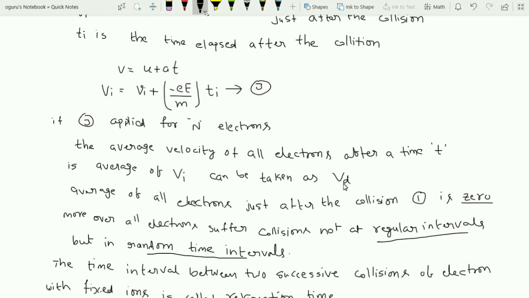Because after a time t, once the electric field is established, all the electrons move with an average velocity, that is called drift velocity. Now the average of all this capital Vi gives Vd. And small vi is the velocity of the ith electron just after the collision. If you take the average of small vi for all electrons, that is equal to 0.